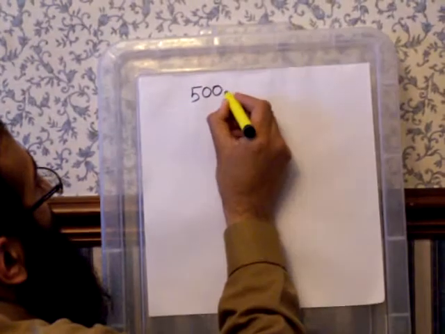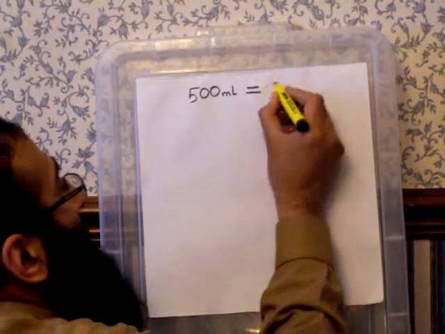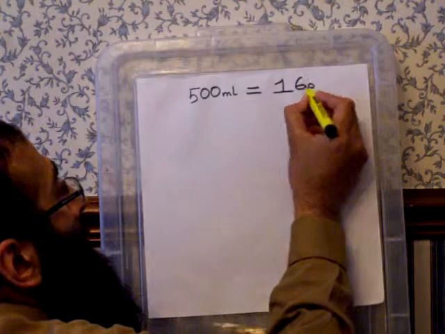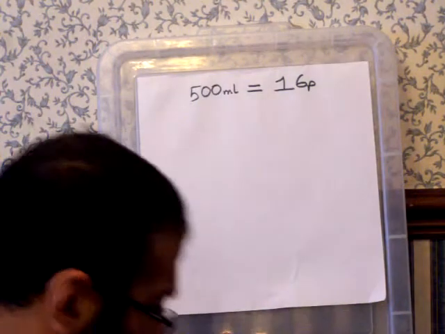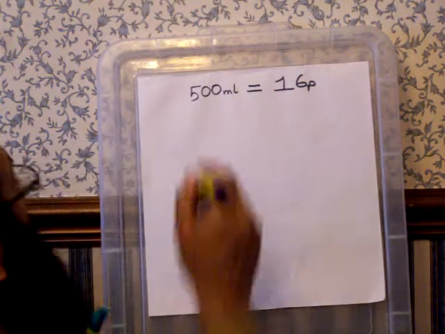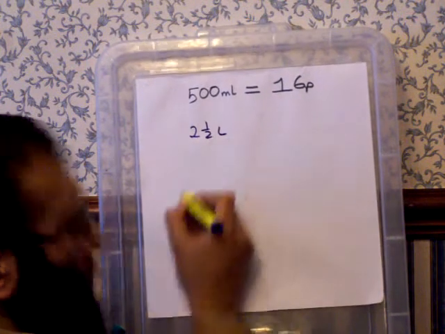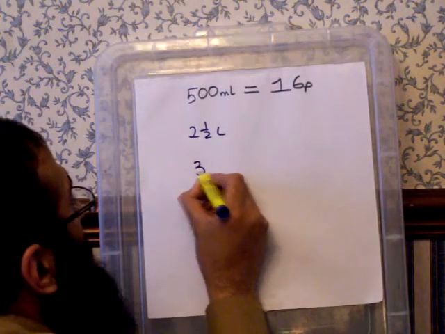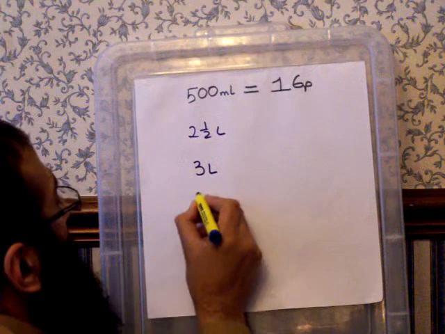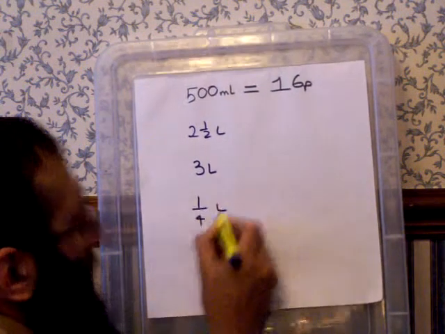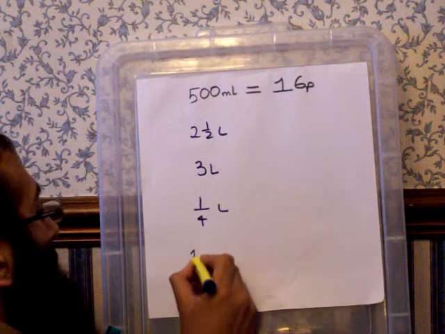Okay, right. Here comes our next question. So that one we started out with a half. Okay, let's start with now 500. So we have 500 milliliters cost of 16p. Okay, and they want to know the cost of 2.5 liters, 3 liters, a quarter liter, and 1.25 liters.